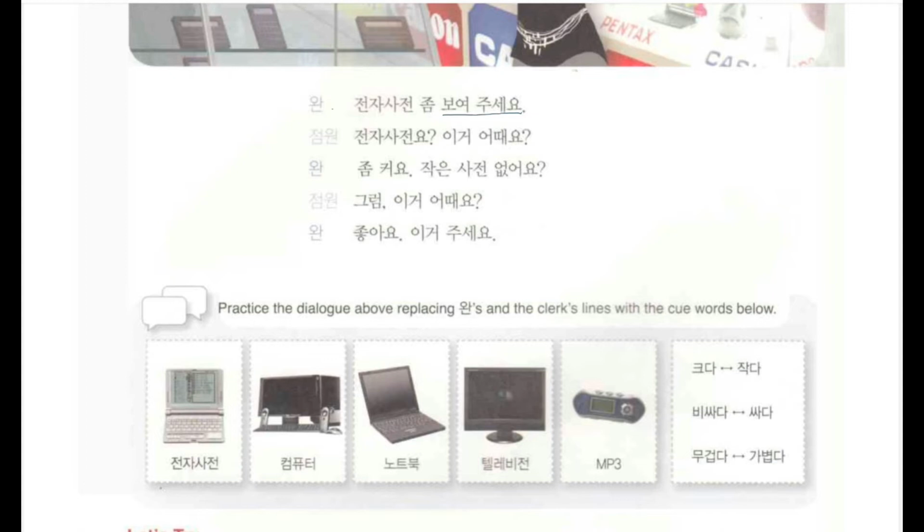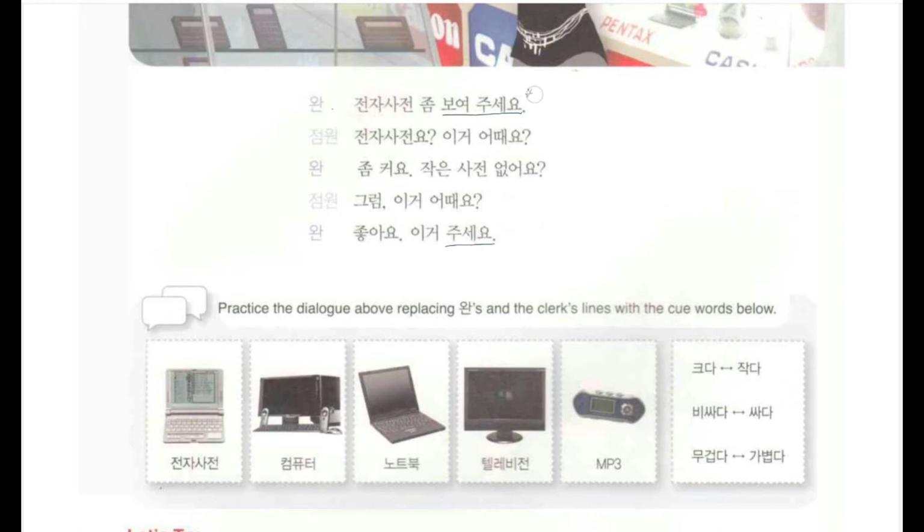좀 커요. It's a little too big. 작은 사전 없어요? Don't you have smaller dictionaries? Smaller ones? 그럼 이거 어때요? Then how about this? 좋아요. 이거 주세요. Good. Please give me this.